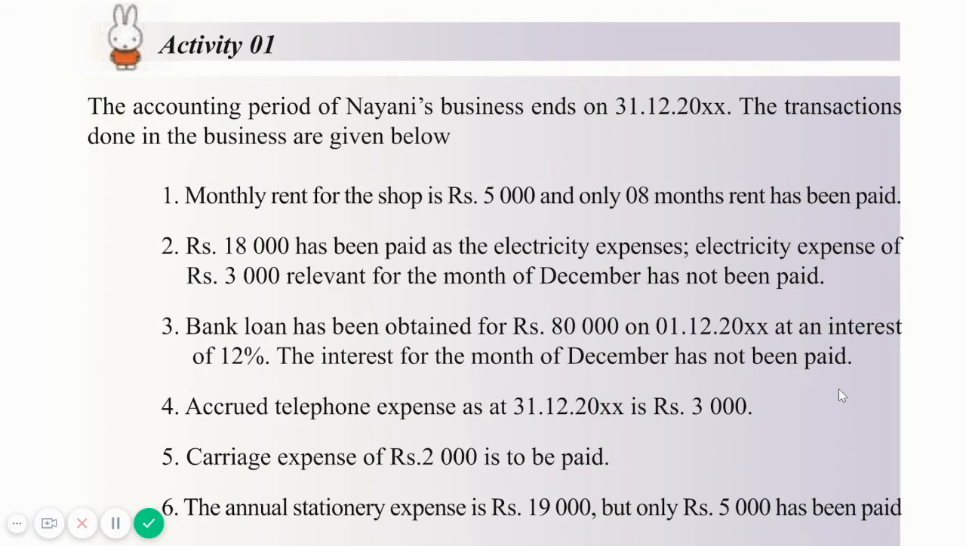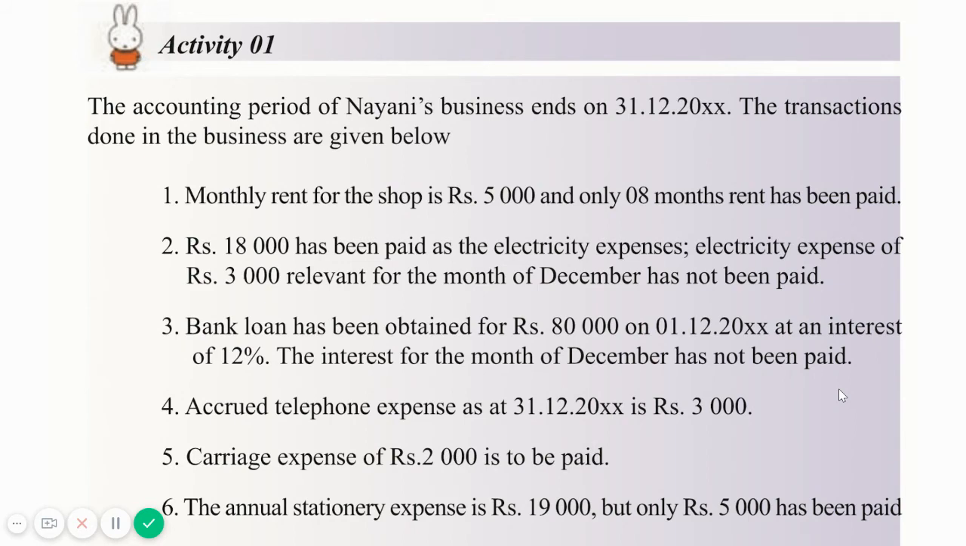Accrued telephone expense as of 31st December 2019 is 3,000. Again, there's an amount which is accrued or to be paid. Carriage expenses of 2,000 is to be paid; they have expressed this directly. And the last one, the 6th, they said the annual stationery expense is 19,000, but only 5,000 has been paid. So in all 6 cases, you can see some amount the business has not paid, and thereby they will be considered as accrued expenses. They have given 6 different types of accrued expenses in this activity.